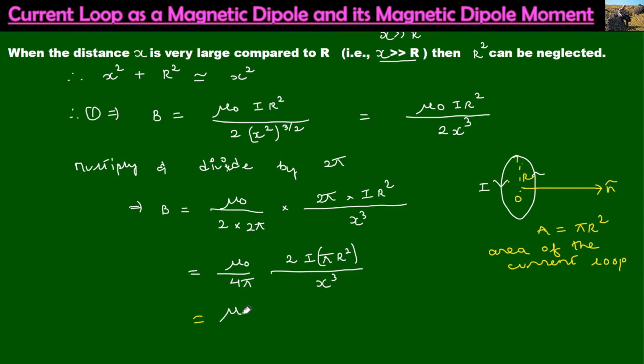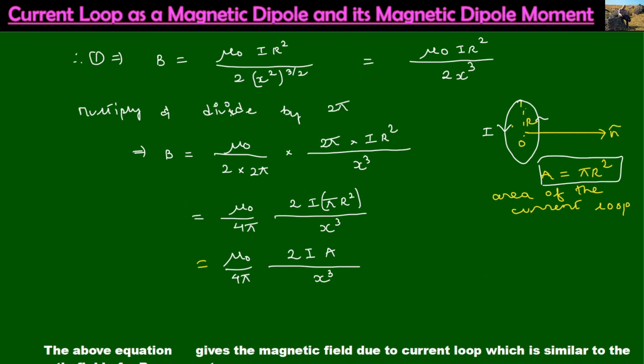That means this will be mu naught divided by 4 pi, and over here you have twice I, and what is this bracket? All this term inside the bracket is nothing but the area of the current loop, divided by 1, divided by x cube. And from here, what is this concept of IA? This concept of IA is what is known as the magnetic moment. Magnetic moment is M equal I into A. So the magnetic moment, we can again rewrite that in a simpler form.